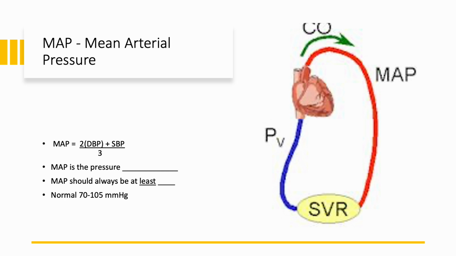Normal MAP range is 70 to 105 millimeters of mercury. This range ensures that organs and tissues are receiving sufficient oxygenated blood.